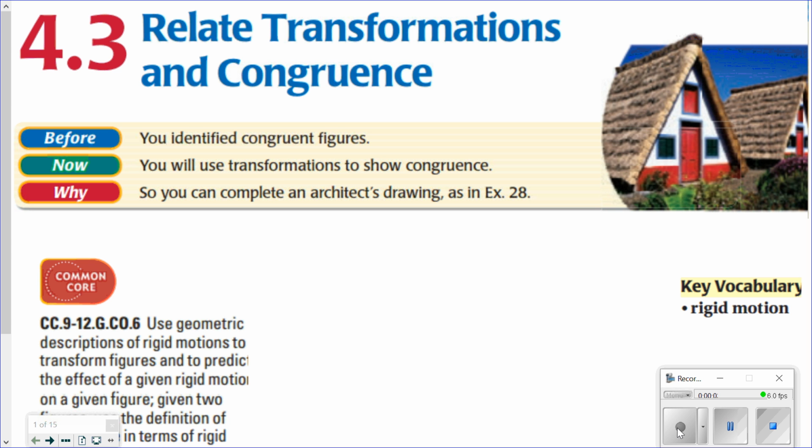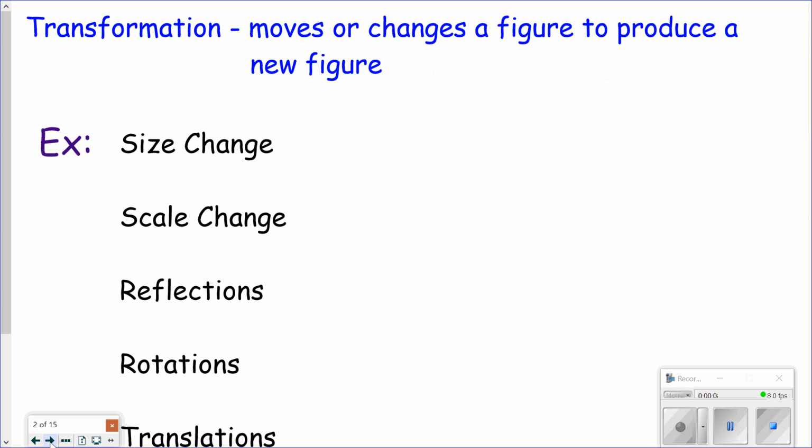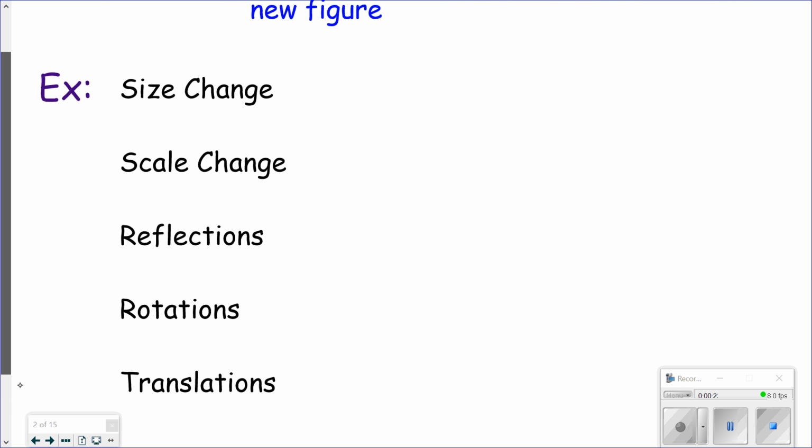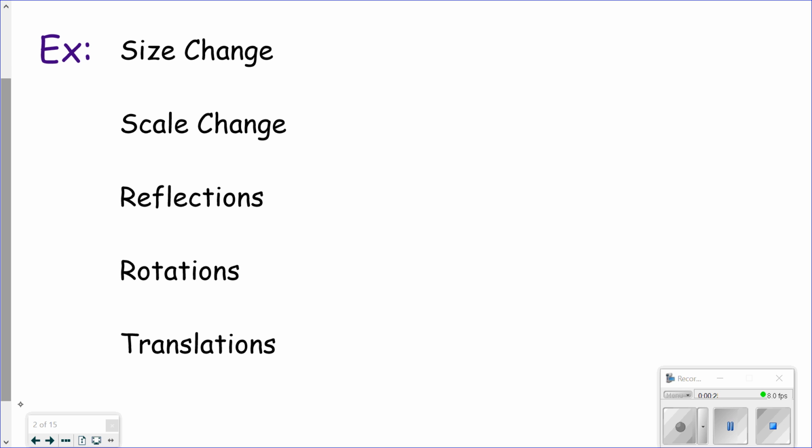Hi everyone, today we are going to start 4.3, which is relating transformations and congruence. A transformation moves or changes a figure to produce a new figure. Some examples would be changing the size or scale, a reflection, rotation, and translation.